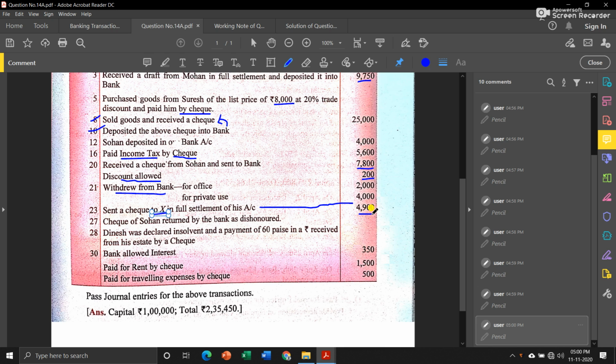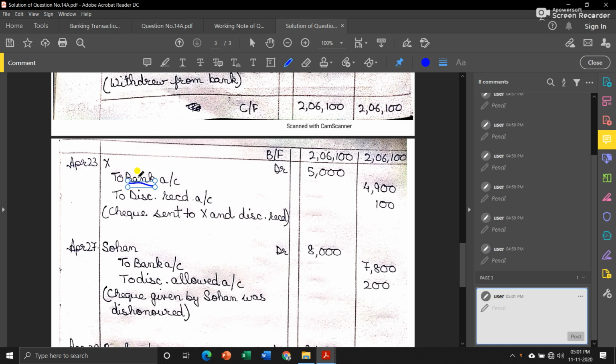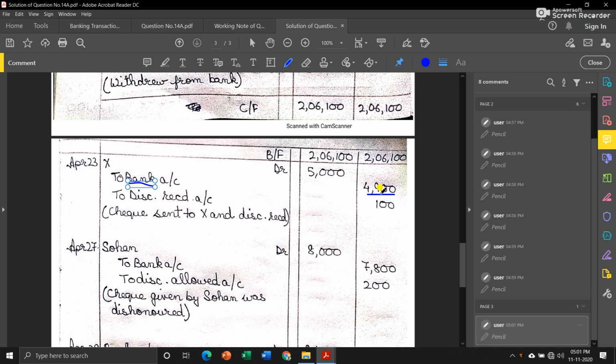Okay, that means 100 rupees was discount received. So what we will do is that X, he is the receiver, bank, since we are giving check, so we will credit bank account, and discount received is also credited. Now since we have two accounts on credit side, first we will see on the credit side. Bank, we issued a check worth rupees 4900, so we will write in bank column. Then discount received was clearly 100 rupees, and altogether we were supposed to pay him 5000.